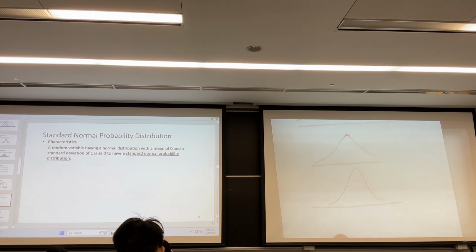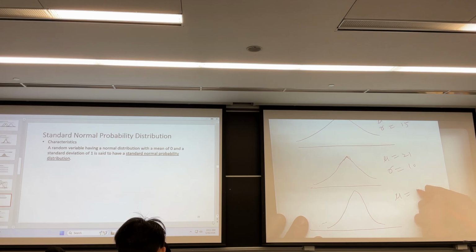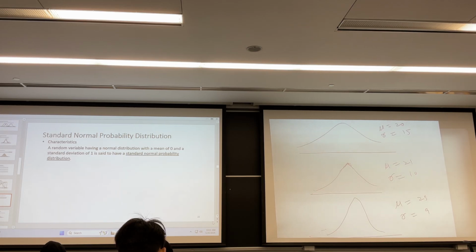They are all normal distributions with different means and standard deviations. Over here, mean is equal to, let's say, 20, standard deviation is equal to 15. Mean is equal to 21, standard deviation is equal to 10. Mean is equal to, let's say, 23, standard deviation is equal to 9. So there are 3 normal distributions with different means and standard deviations. Each normal distribution is defined by its mean and standard deviation. But we can do a conversion to these, and that conversion will give us a standard normal distribution. Each of these will then become the same.